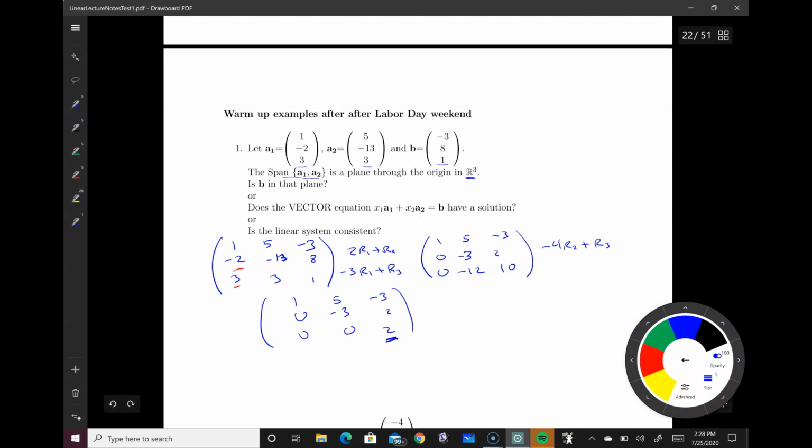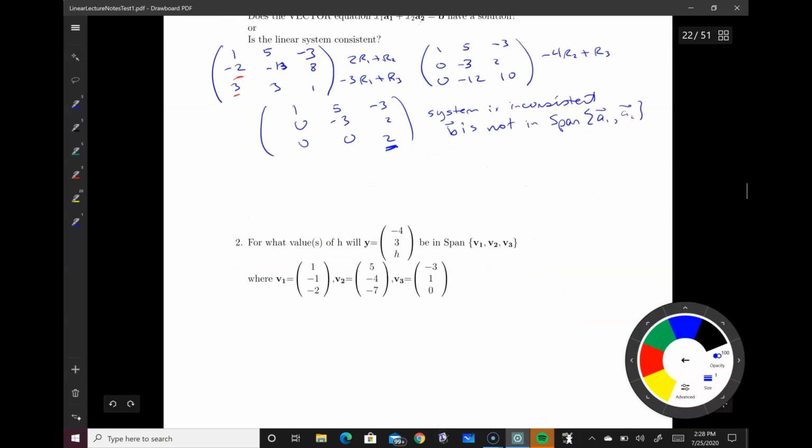I have a pivot in the last column. So this system is inconsistent. So there is no solution. So that means, to answer the question, b is not in the span of these two vectors.